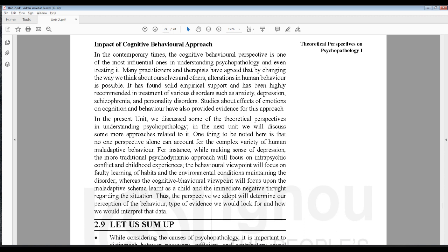childhood experiences. The behavioral viewpoint will focus on faulty learning of habits and the environmental conditions maintaining the disorder, whereas the cognitive behavioral viewpoint will focus upon the maladaptive schema learnt as a child and the immediate negative thought regarding the situation. Thus, the perspective we adopt will determine our perception of the behavior, the type of evidence we would look for, and how we would interpret that data.